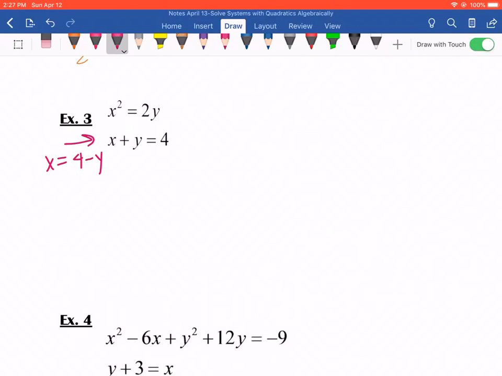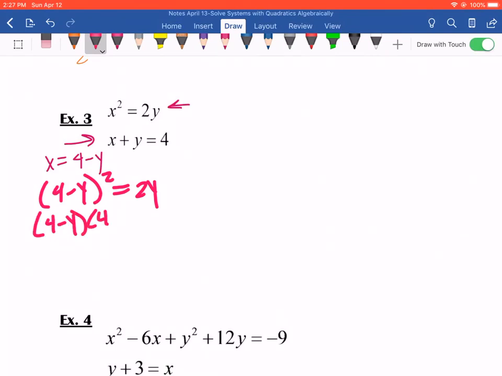Step number 2 is to plug in 4 minus y in for every x value in this function up here. Plugging in 4 minus y in for x, I get 4 minus y squared is equal to 2y. Now don't forget, 4 minus y squared needs to be FOILed out. So really that's 4 minus y times 4 minus y is equal to 2y.